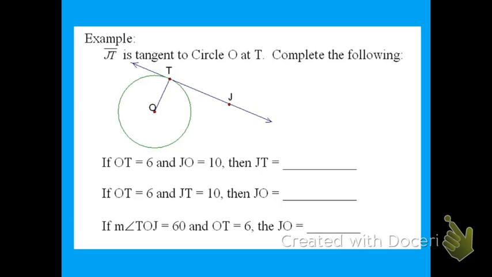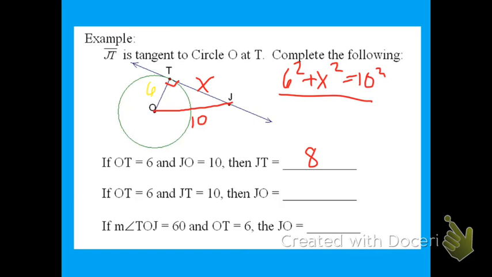Complete the following. So if OT is 6, so let's label our picture, and JO is 10, so let's draw that out, then find JT. Well, since we know it's a radius and a tangent, that angle is going to be 90 degrees. So you can do the Pythagorean theorem and solve for JT by doing 6 squared plus x squared equals 10 squared. Now, if you know that 3, 4, 5 is a Pythagorean triple, then 6, 8, 10 is also a Pythagorean triple. So if you knew that, you don't even need to finish solving this. You would know that JT is 8.